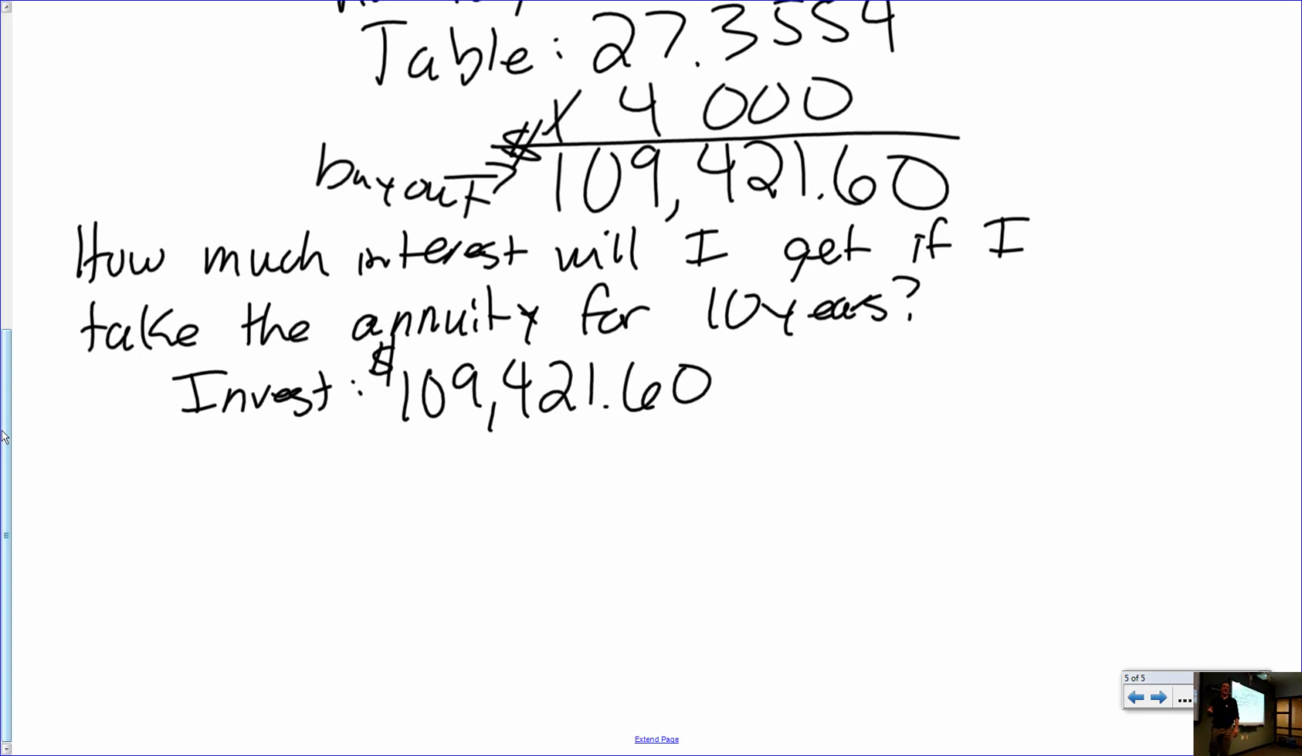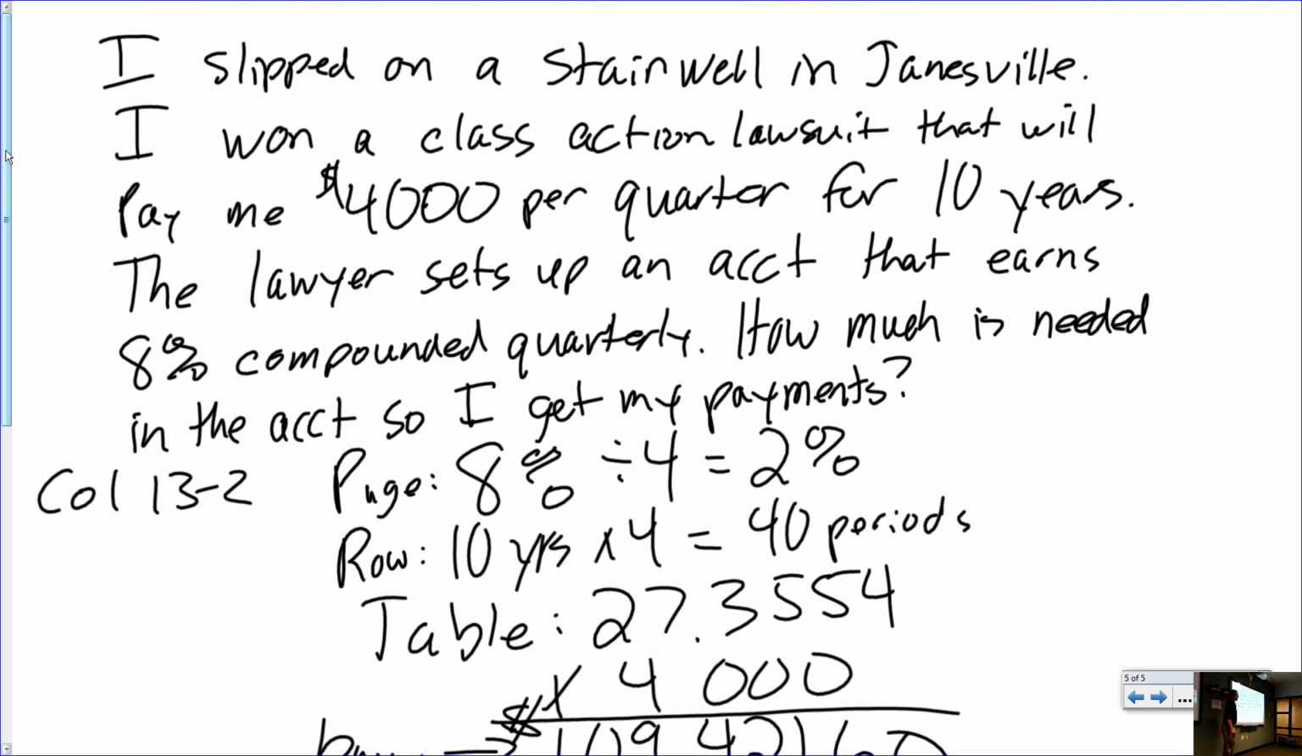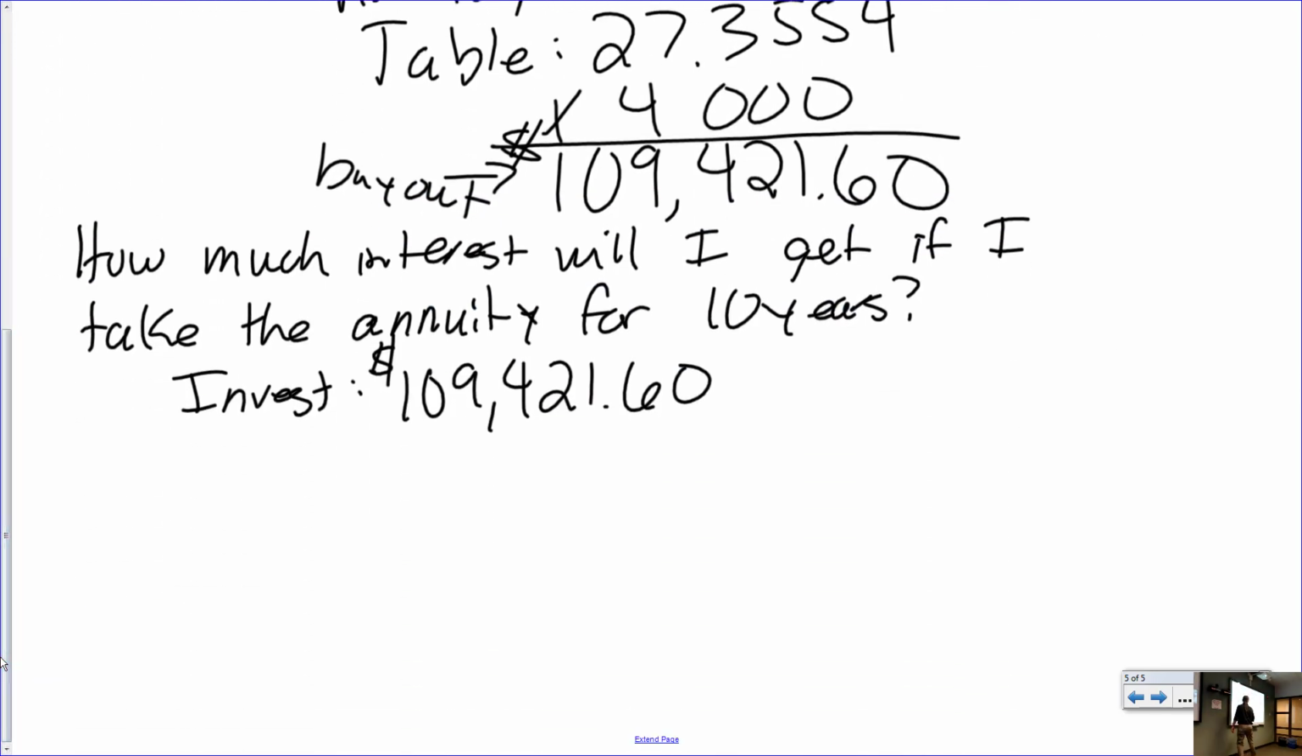How much am I going to get out of that account? What was the annuity, folks? What am I getting? $4,000 a quarter, for 10 years. How much is that? $160,000. How'd you figure that out? 4,000 times 4 is 16,000, times 10 years is 160,000. Money out. $4,000 per period, and there were 40 periods.